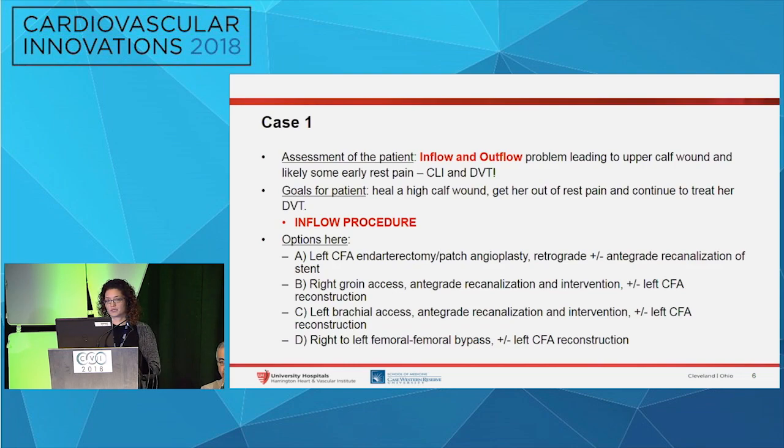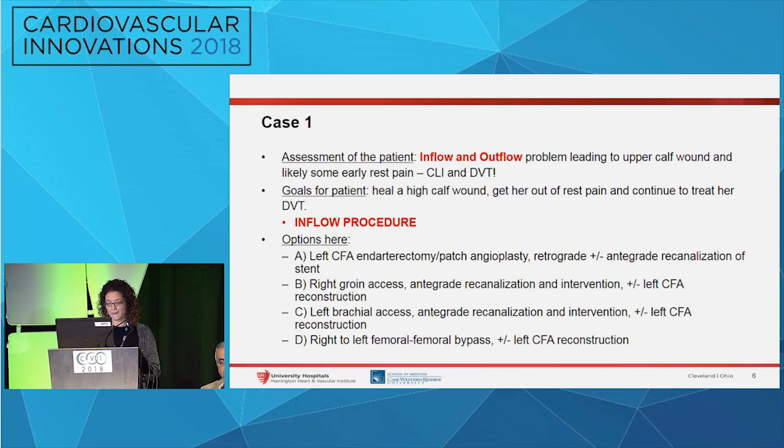For me, the goals were to heal a high calf wound and get her out of rest pain. So I was going to focus on her inflow disease. She also did have some popliteal occlusive disease. So when I think about a patient like this, I try to think of what the best approach is to give me the best success.